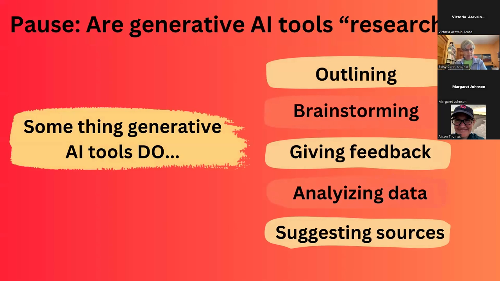Is AI research? Well, AI tools can do a lot of things. They can outline, they can brainstorm, they can give feedback, they can analyze data, they can suggest sources. But is that a source?